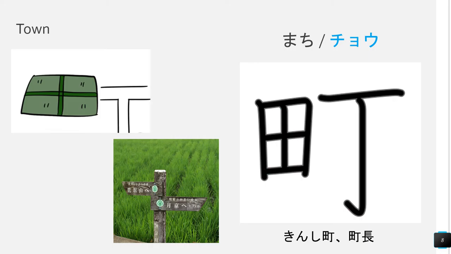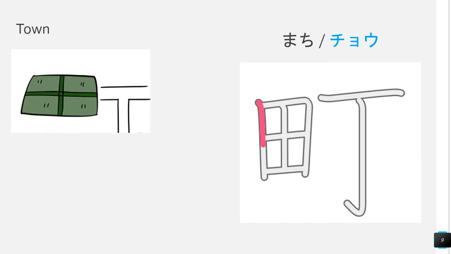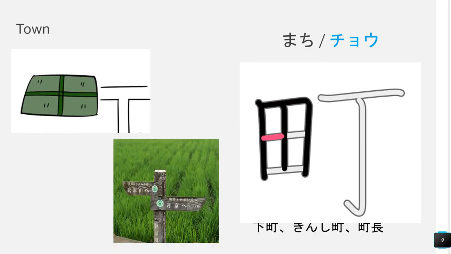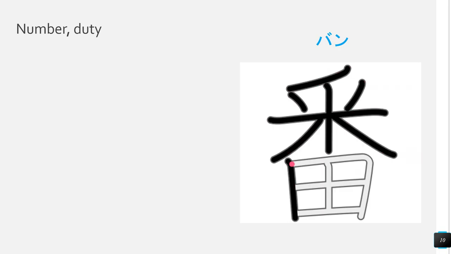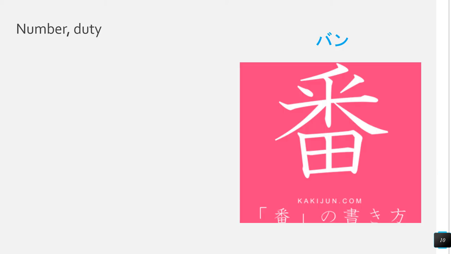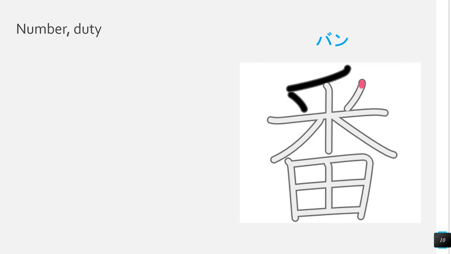All right, では次行きます。Okay, the next one is ban. You have learned this before, but let's do this again. Ban means number. However, another meaning you need to know is duty. It has something to do with duty.